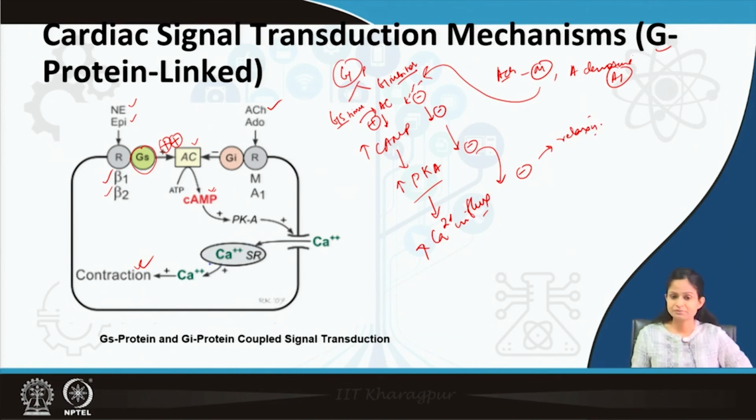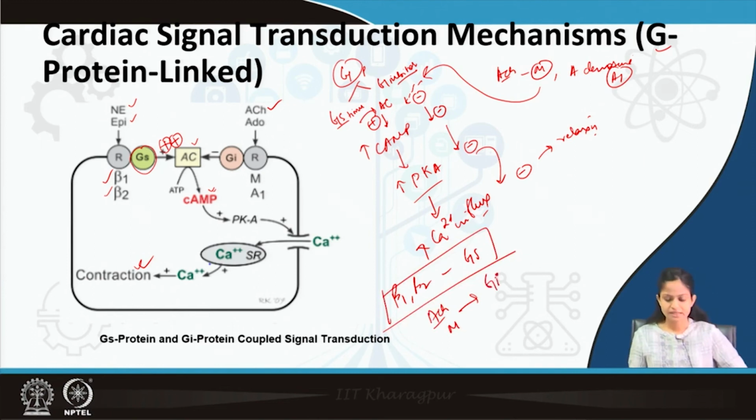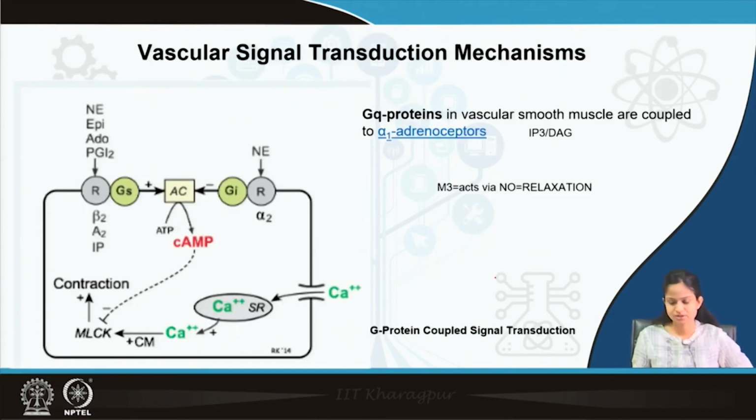I am repeatedly telling this because beta 1 and beta 2 I have already told, it is very important in case of vasodilatations. That is beta 2 for the blood vessels. Here I have said beta 2 increases the contractility in case of heart, in case of cardiac receptors. So, beta 1 and beta 2 are G stimulatory protein, and acetylcholine or muscarinic is G inhibitory protein. Now, coming to the vascular signal transduction mechanisms.